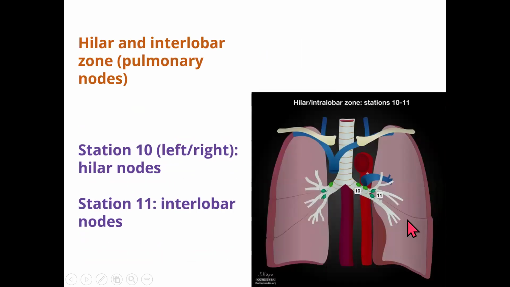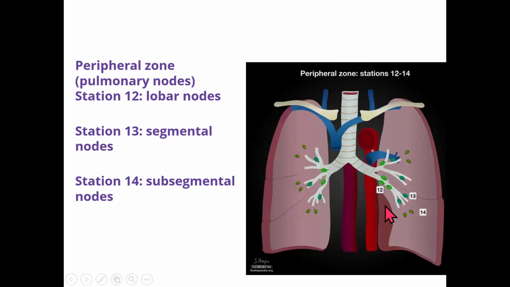The hilar and interlobar zone, the pulmonary zone, is along the bronchus, called hilar nodes, station 10, and station 11, interlobar nodes. Peripheral zone, pulmonary nodes: station 12 is the lobar nodes, and station 13 is the segmental and subsegmental nodes, according to the division of the bronchi.